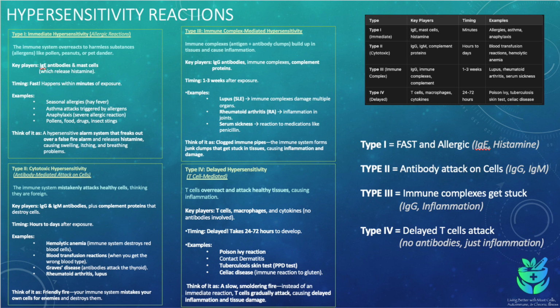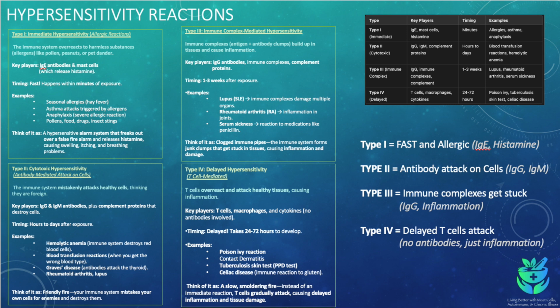And the final is the type 4 delayed hypersensitivity, T-cell mediated. T cells overreact and attack healthy tissues, causing inflammation. The key players are your T cells, macrophages, and cytokines, but no antibodies are involved. The timing is delayed. It takes 24 to 72 hours to develop. And again, this is another reason why I tell people to fast. It helps shut down these hypersensitivity reactions.